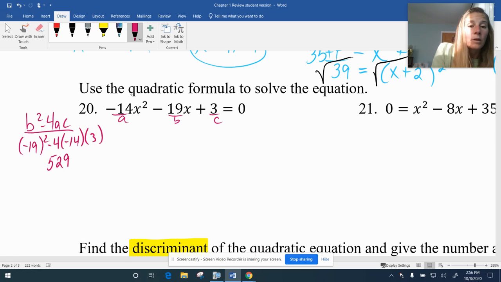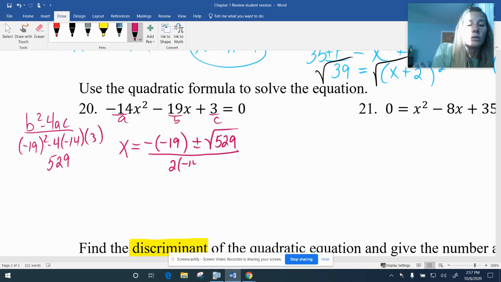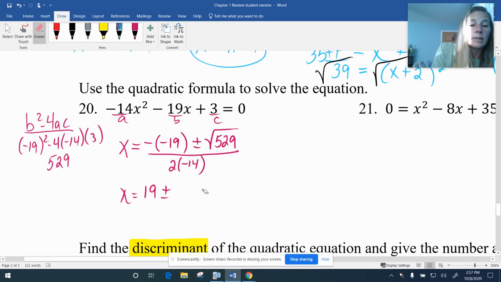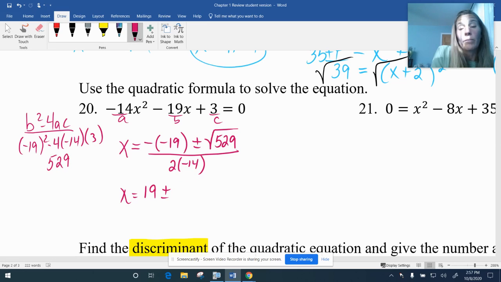529. So then when we put that into our quadratic formula, we have negative 19 plus or minus the square root of 529 over 2 times A. Now, of course, that simplifies to just 19. 529, the square root of that is very nicely, first of all, it's positive, so we know we're going to have two real solutions. Second of all, it's actually a perfect square. If you square root 529 in your calculator, you're actually going to get 23.